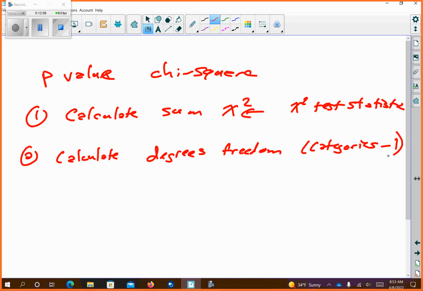On the roll of a die, you had 6 outcomes that could take place with a single die when you roll it. So you have 6 categories minus 1, so your degrees of freedom would be 5. Okay, and then use the chi-squared CDF on your graphing calculator to find the percentage of the chi-squared curve that is farther from the null hypothesis, the hypothesized chi-squared value of 0.